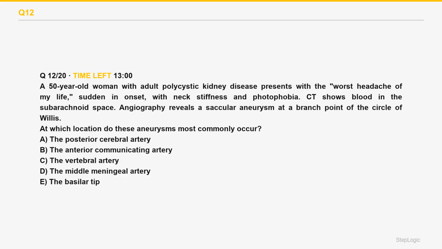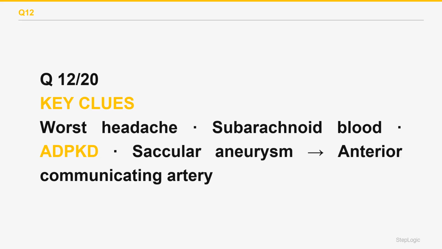Read the command: most common location of these aneurysms. Thunderclap headache, subarachnoid hemorrhage, ADPKD, saccular aneurysm of the circle of Willis, most common at the anterior communicating artery. Saccular, berry, aneurysms occur at branch points of the circle of Willis, where arterial wall stress is highest, and the single most common site is the anterior communicating artery.